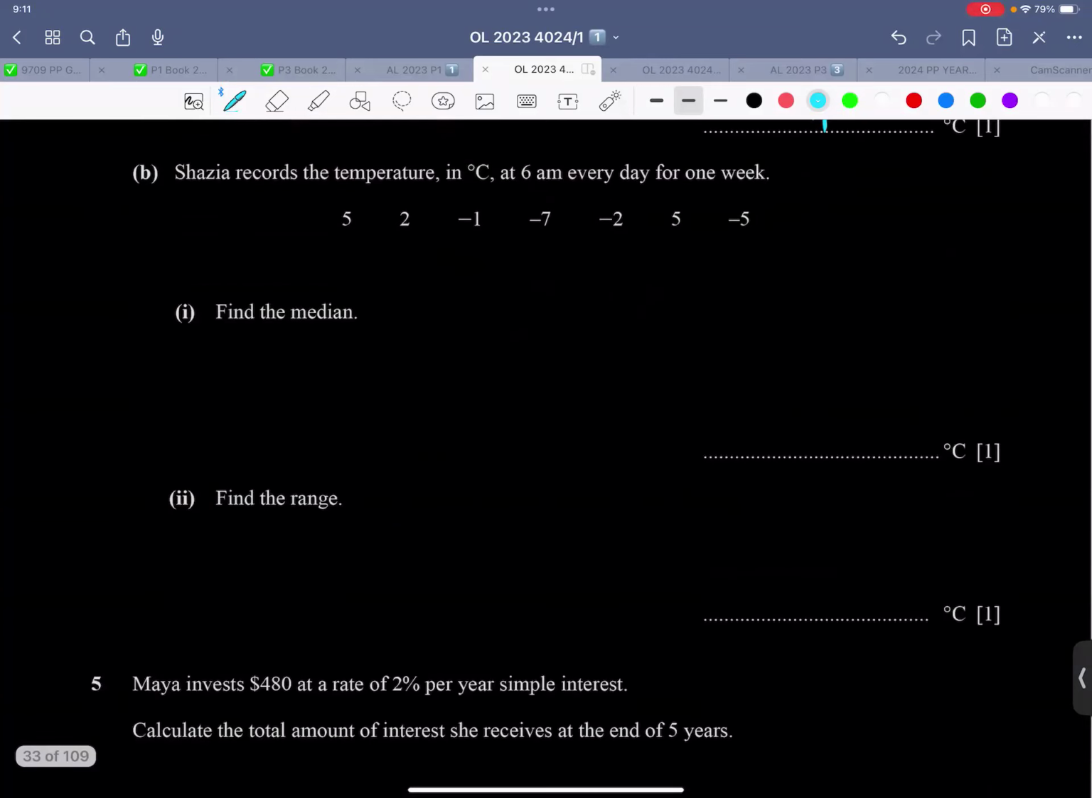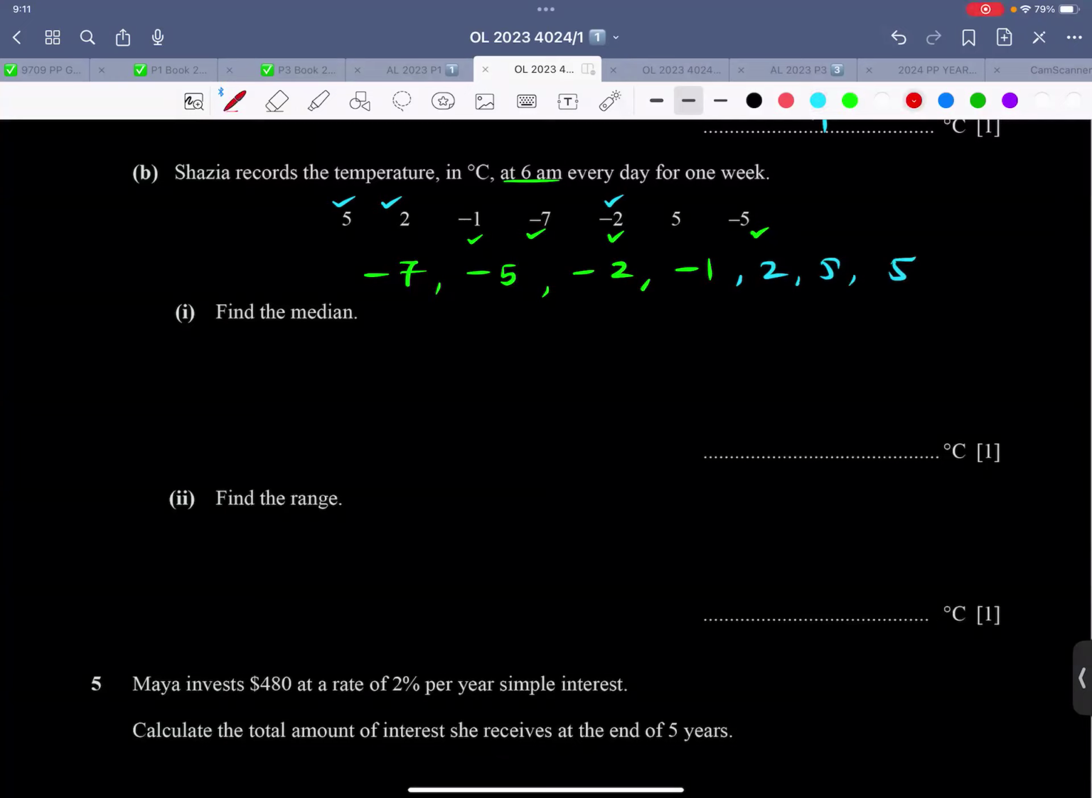Shazia records the temperature in degrees Celsius at 6 a.m. every day for 1 week. Find the median. Find the range. First of all, let me arrange in ascending order, starting with the smallest. So -7 and then -5. So -7 is taken care of, -5 is there, and then -2 and -1. So these four are taken care of, and then there are three positive ones. So this is 2 and 5 and 5.